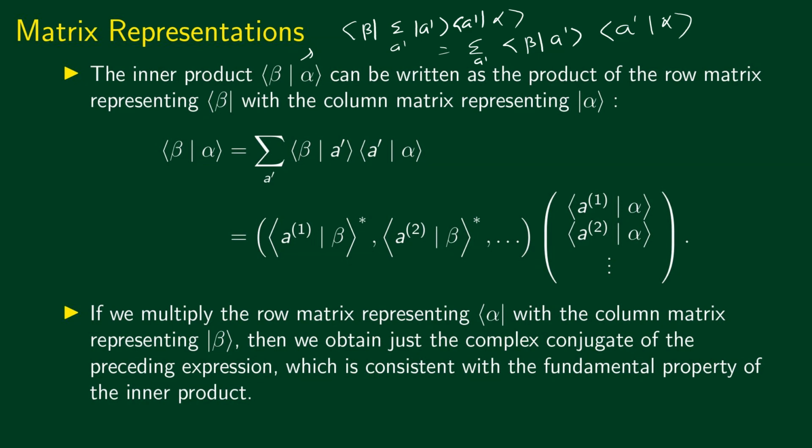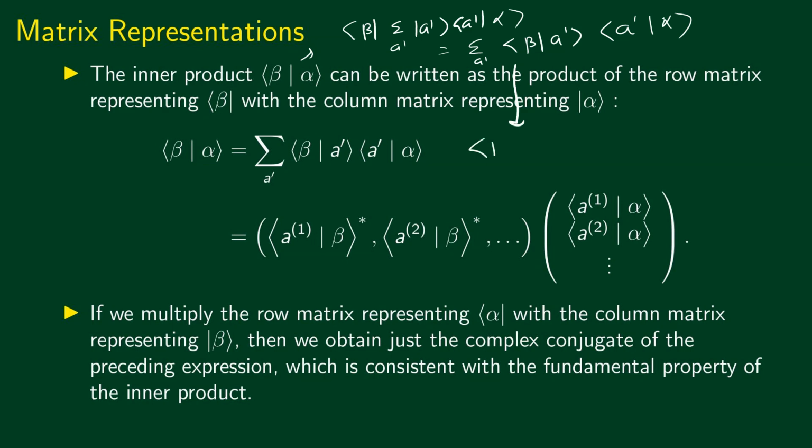Okay. Now this is clearly a multiplication between a row matrix and a column matrix. So this sum over a prime, bra beta ket a prime, bra a prime ket alpha, can be written as, you can get the elements of this. So if you multiply this and add, this is what we'll get. Let's do this summation.